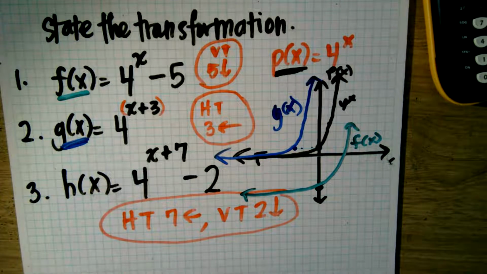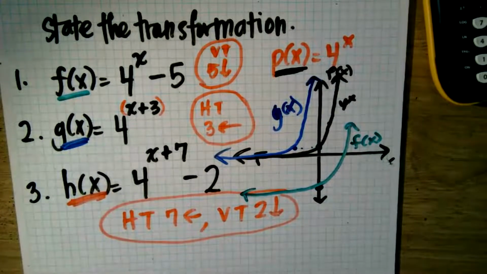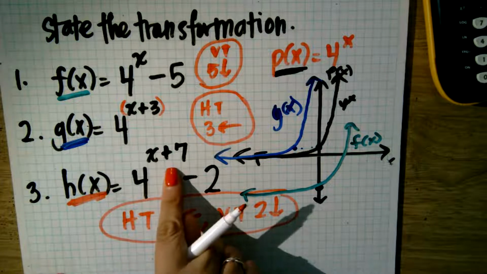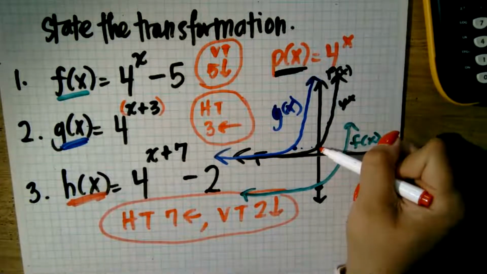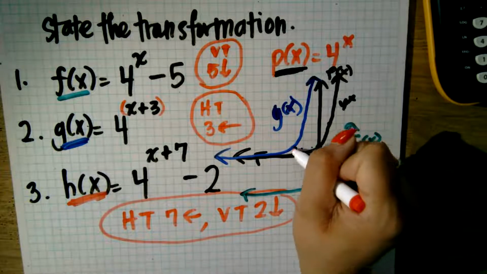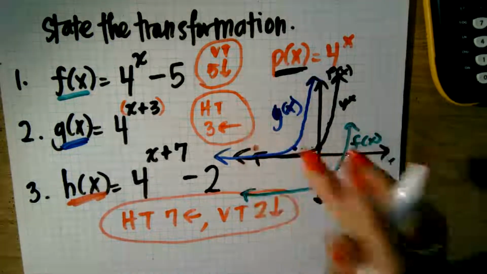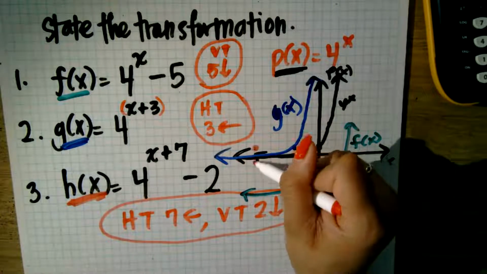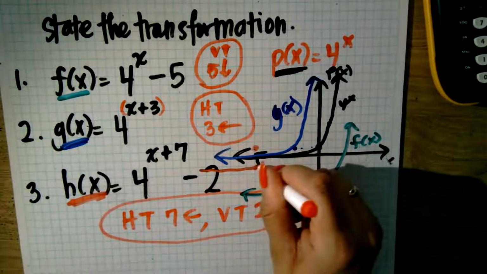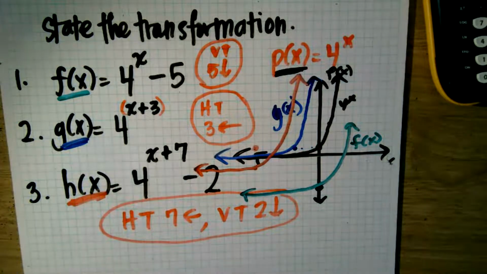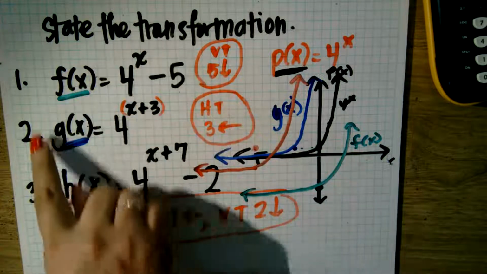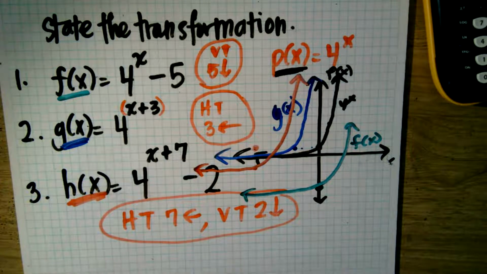And my last one, h of x, right there. H of x says horizontal 7 to the left and 2 down. So again, I'm going to take this anchor point, and I'm going to go 7 to the left, 1, 2, 3, 4, 5, 6, 7 to the left, and then 2 down, 1, 2. And now here's my function, right there. Look at how fast I was able to do a quick sketch of all these functions because I knew how to read the equation. So this right here is function translation for exponential functions.